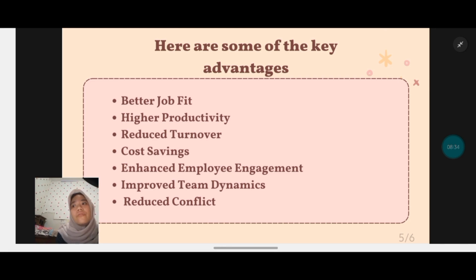Next, reduced conflict. A well-matched placement can help reduce conflict within the workplace. When employees are in roles that suit their abilities and preferences, there is less likelihood of tension and disputes.